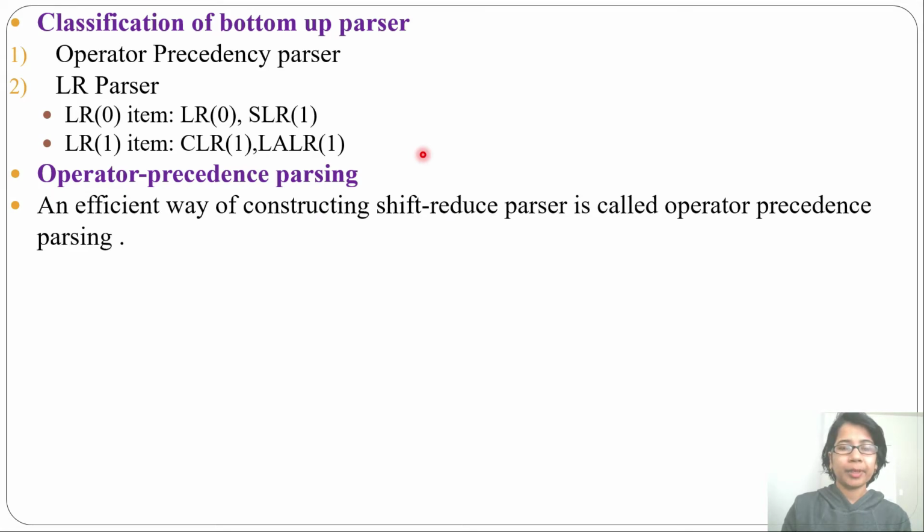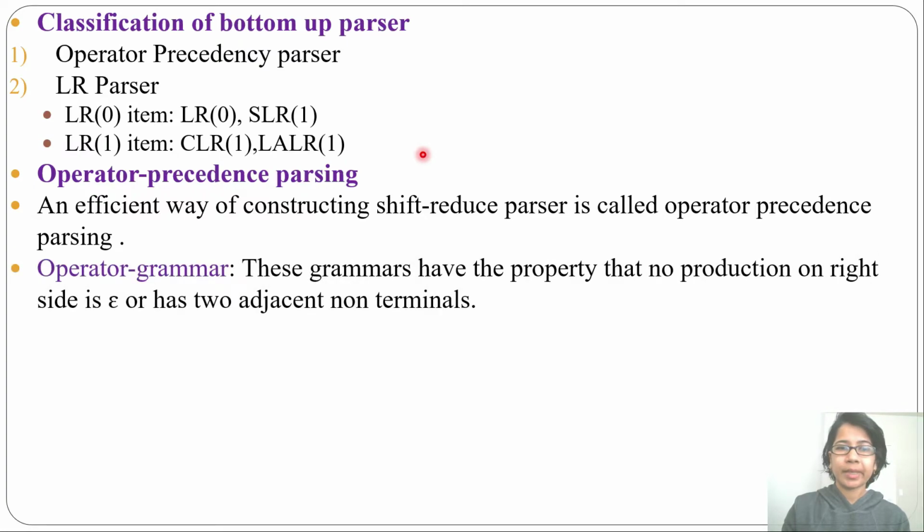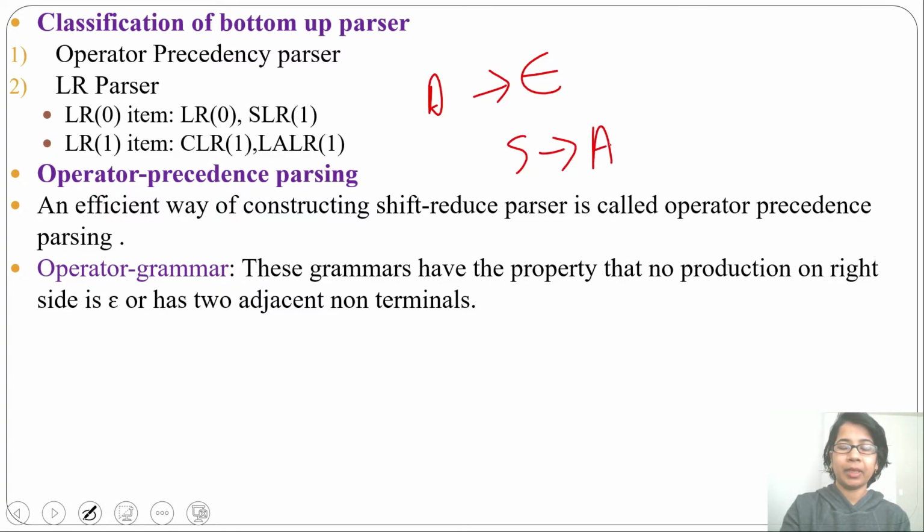We can do operator precedence parsing only on operator grammar. We cannot do it in other grammar. So what is operator grammar? The grammar in which there is no epsilon production and no two adjacent non-terminals, then it is an operator grammar. There should not be epsilon production like A derives epsilon, and two variables should not be together like S derives AB. These two are not operator grammar.